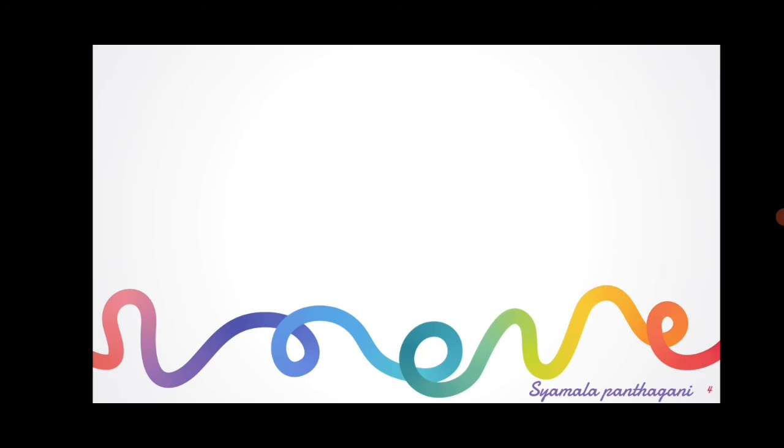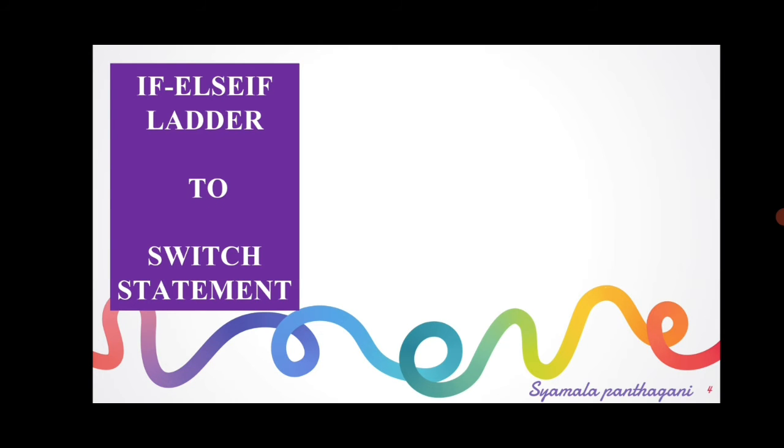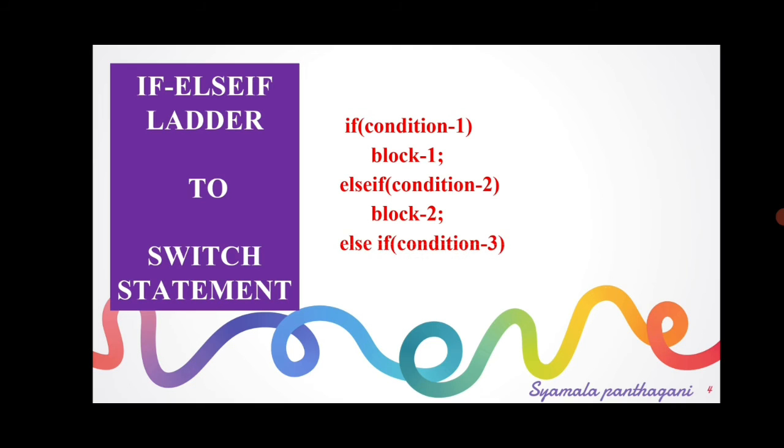Now, I would like to convert an if else ladder to switch statement. If else ladder to switch statement. If else ladder means we are checking so many conditions, more than one. If the condition is false, we are going to check another condition. Like that, we are writing this if else ladder. How we will write? First, write the if else ladder. If condition 1, block 1, else if condition 2, block 2, else if condition 3, block 3, else default block.